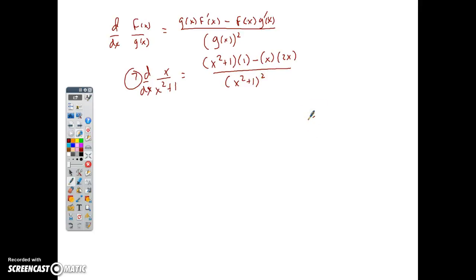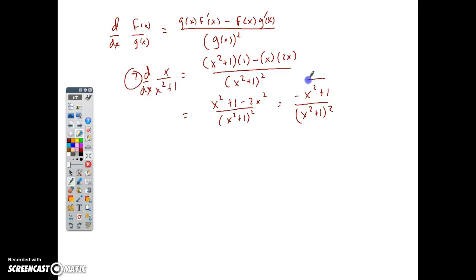And that's just a matter of simplifying it. x squared plus 1 minus 2x squared, all over x squared plus 1 squared. So I would get negative x squared plus 1 over x squared plus 1 squared. This kind of symmetry appears a lot.